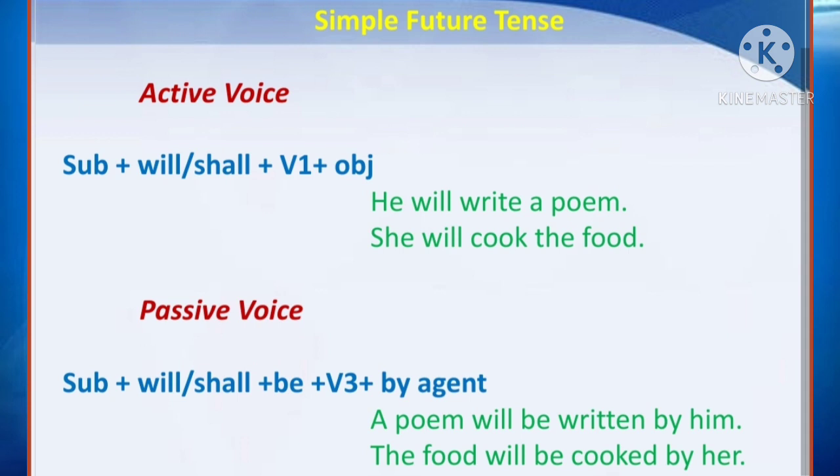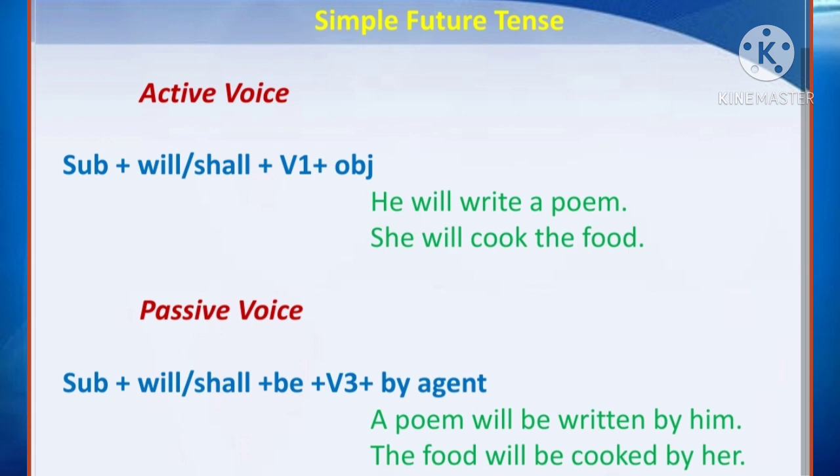She will cook the food. She is the subject plus will plus cook. Cook is a V1 form, that is base form of the verb, plus the object, that is the food. How will you change all these sentences into passive voice? The rule is given there. Subject plus will or shall plus be plus V3 plus by agent.